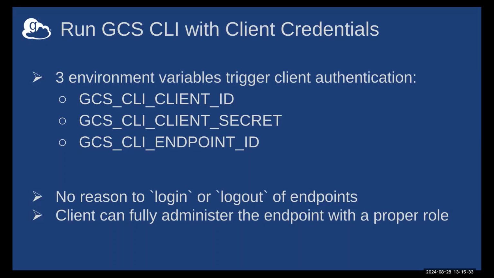And the last one is special. It's used to tell the GCS CLI which endpoint you want to run the command against. So you would find the endpoint ID of an endpoint you want to, say, for example, run collection list, set that endpoint ID to the GCS CLI endpoint ID variable, and then run Globus Connect Server collection list. And it will authenticate to the endpoint as a client and return the collection listing.